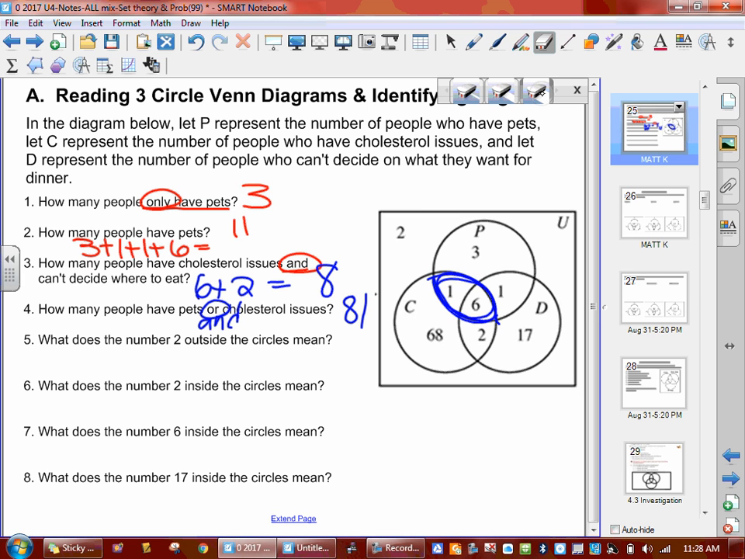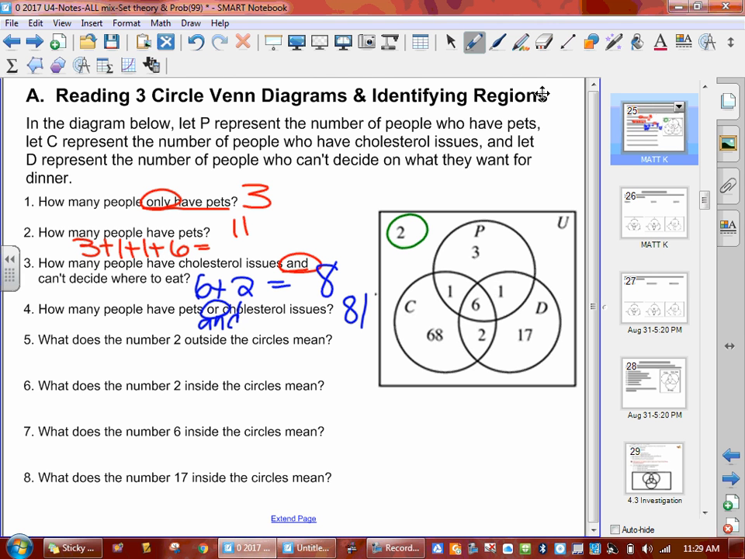Number 5 says to us, what does the number 2 outside the circles indicate? So what is this number 2 referring to? He's the outlier, but for this situation, what would we call him? People that don't have pets. They have no problem deciding what's for dinner, and they don't have cholesterol issues. So they don't have cholesterol issues, don't have pets, and they don't have an issue deciding what's for dinner. Okay? They've got their act together.